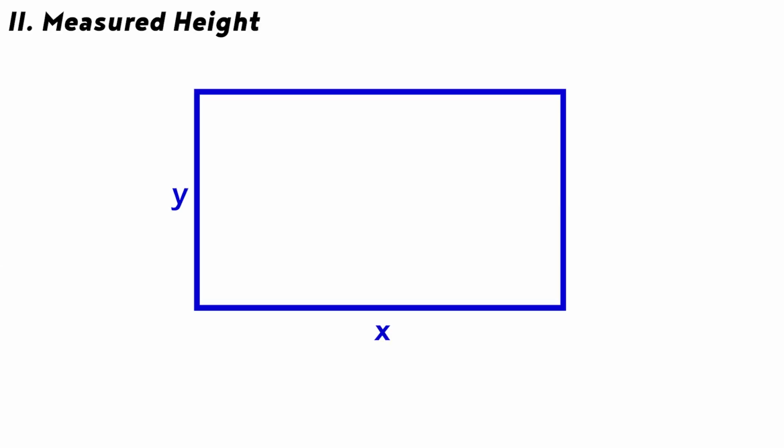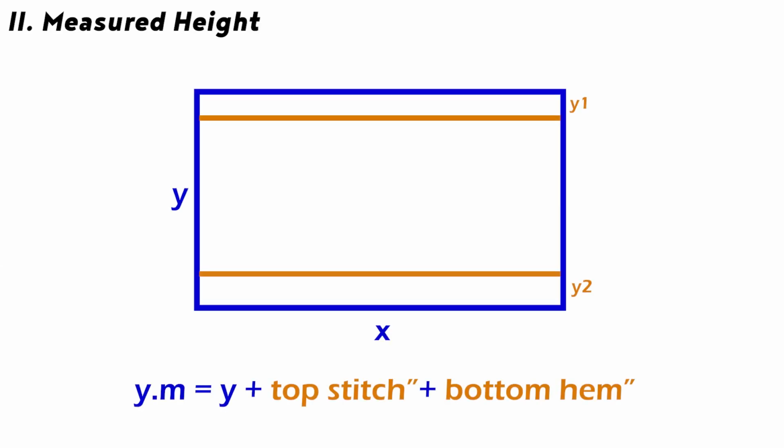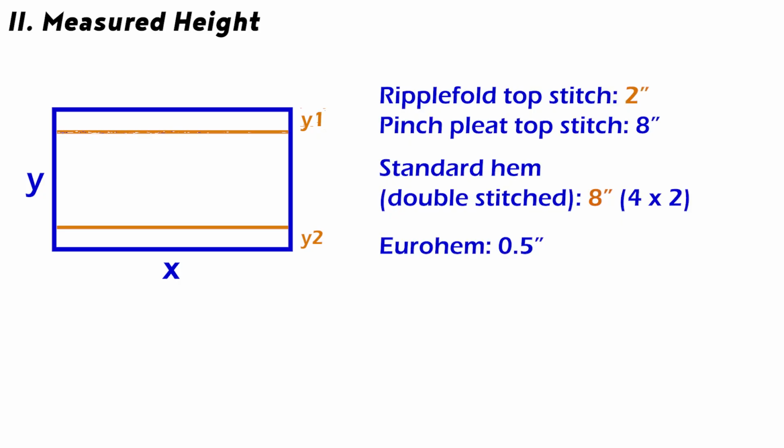The next thing you will have to calculate is the measured height of your drape in the workroom, that is to say, the height requested plus the size of the top stitching and the bottom hem. In this case, we will be calculating for a ripple fold drapery, meaning it needs 2 inches for the top and 8 inches for the bottom. This is because we fabricate drapes with a double 4-inch hem.